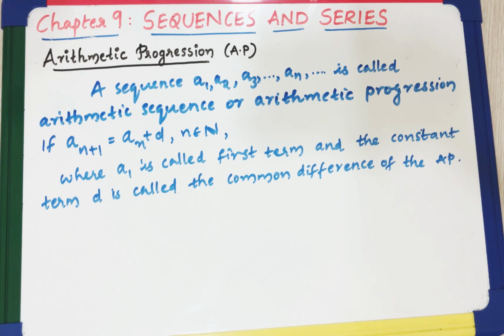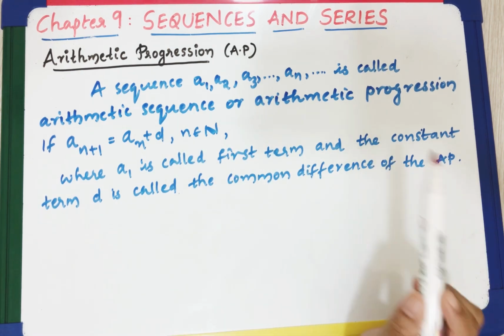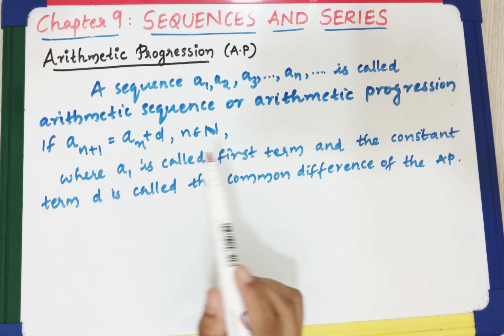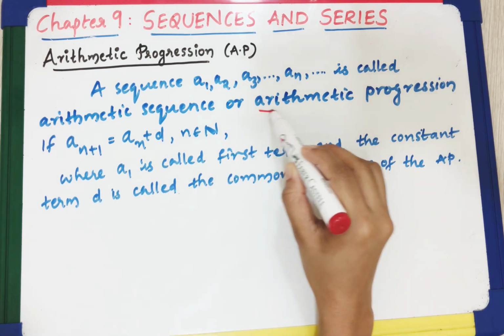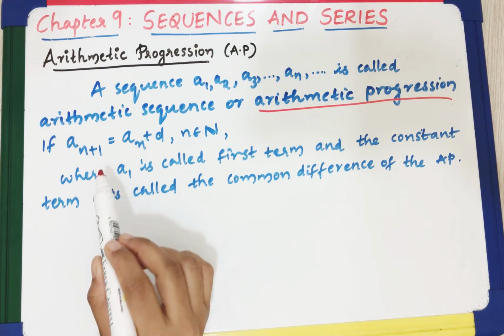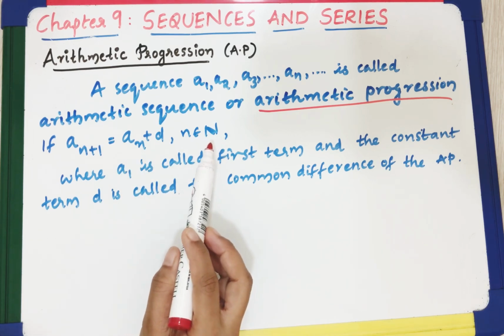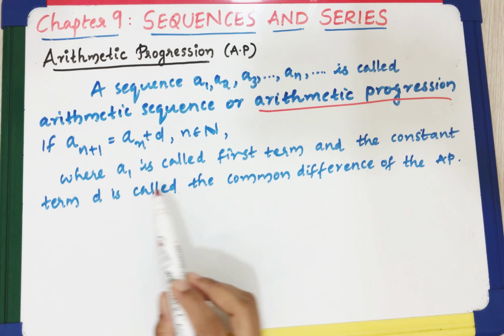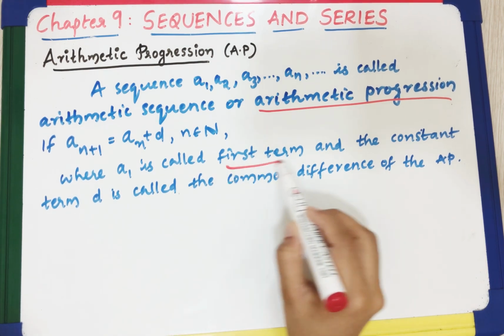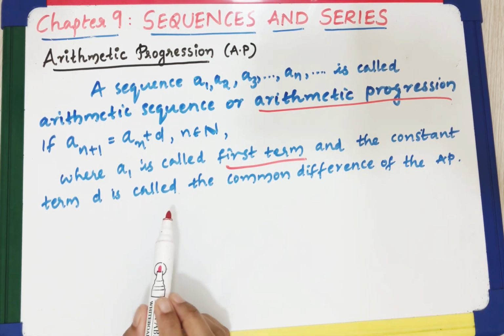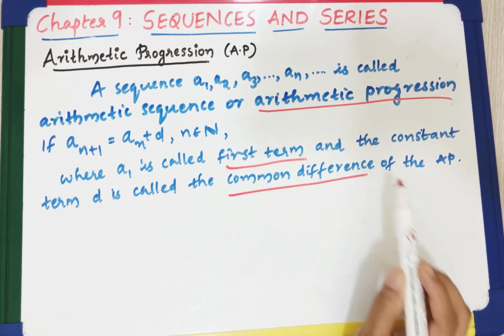We can write a sequence a1, a2, a3, etc., an is called an arithmetic sequence or arithmetic progression if an plus 1 is equal to an plus d for n belongs to natural numbers, where a1 is called the first term and the constant term d is called the common difference of the AP.